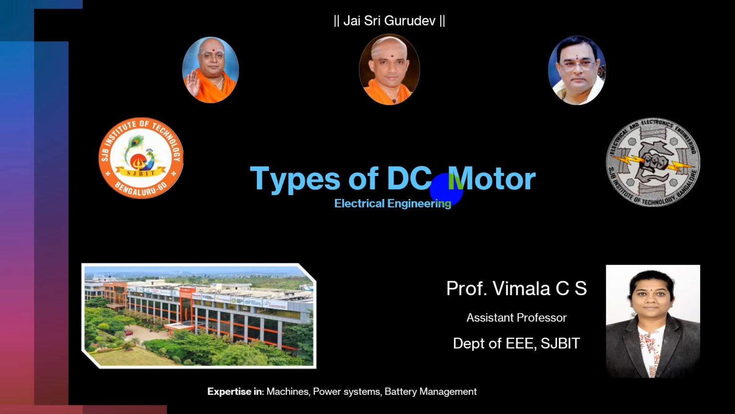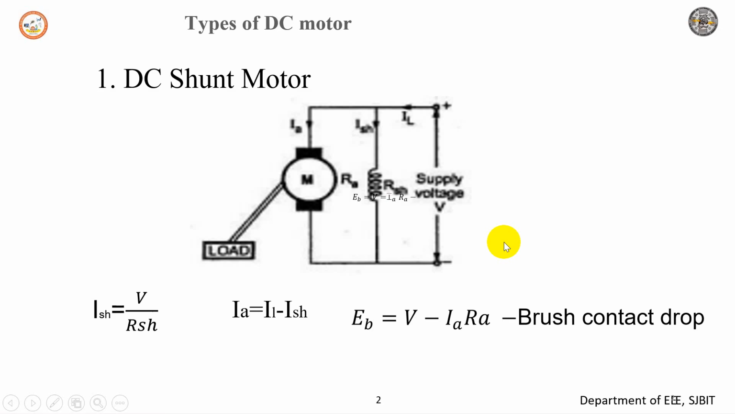Hi, today we shall discuss types of DC motor. Under different types of DC motor, we have the classification as DC shunt motor, DC series motor, and DC compound motor. All these three motors are self-excited. So we are discussing only self-excited DC motors in these concepts.